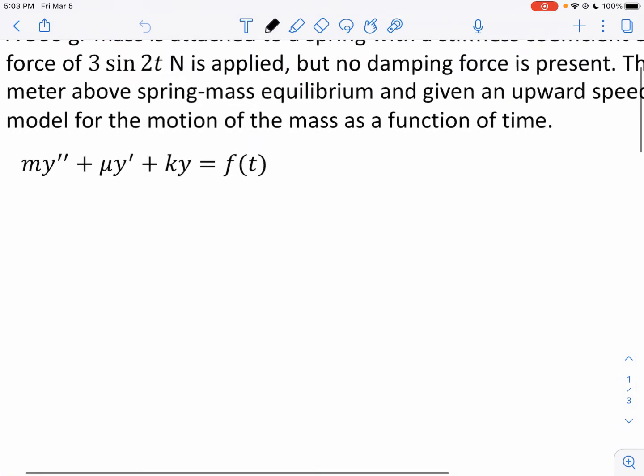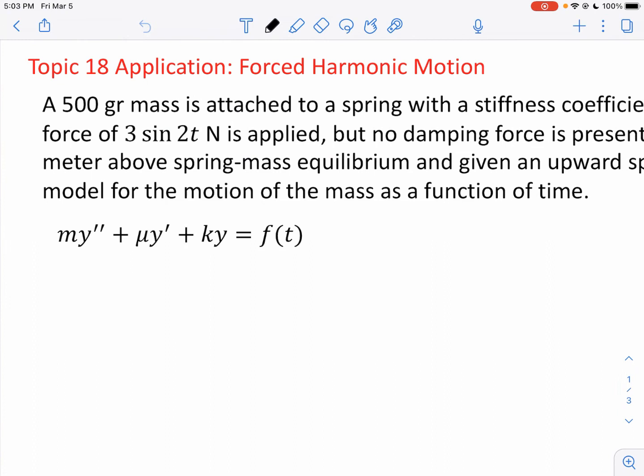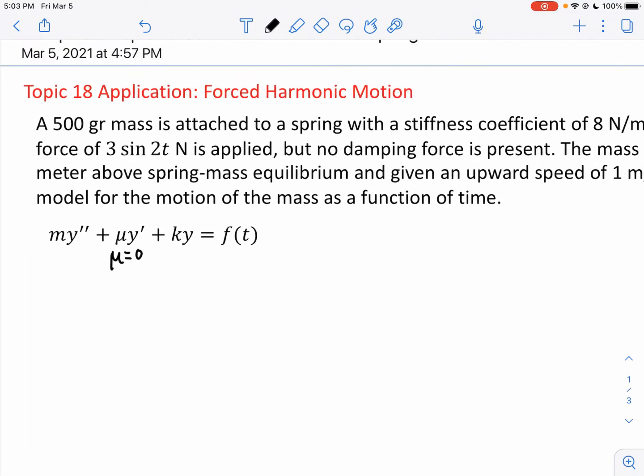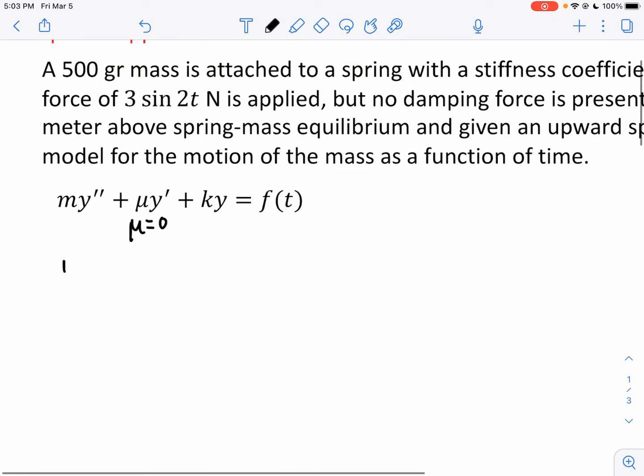Okay, so we have no damping force, so we know mu is 0. And the mass is 500 grams. However, the m unit for the mass needs to be in kilograms. So we do want to convert 500 grams to kilograms. That's going to be a half of a kilogram. So mass equals 1/2 a kilogram.